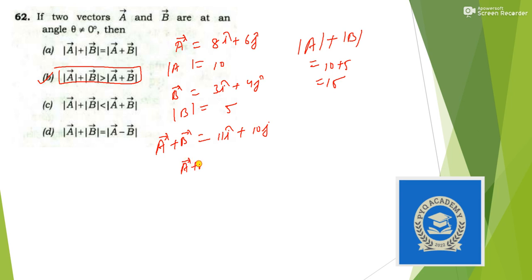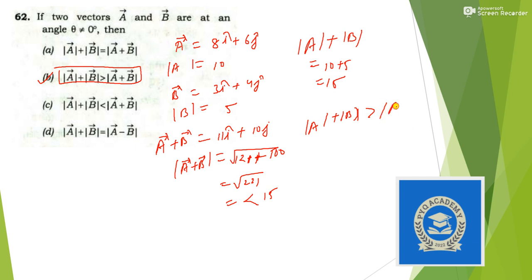Now mod of A plus B equals root under 121 plus 100, which is root under 221. That means it will be less than 15. So here we can derive this: mod A plus mod B is greater than mod of A plus B. We got this answer by making an assumption or taking an example. But remember, this identity is very important.